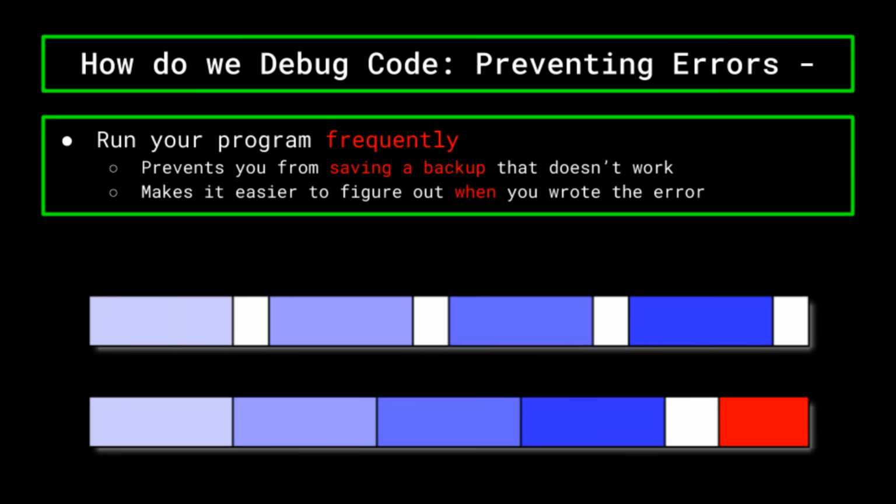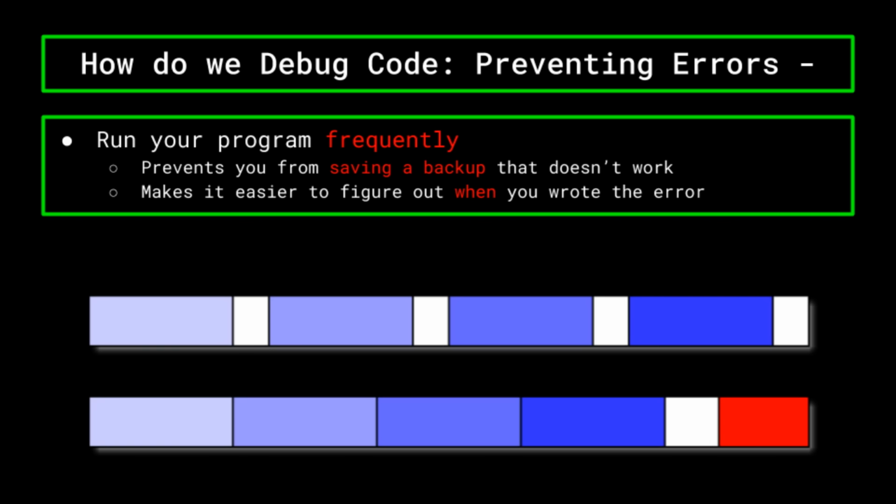Also, on top of saving, run your program frequently to ensure that the current version works as intended. This accomplishes two things. First of all, it prevents you from saving a backup that doesn't work. Secondly, if you encounter a problem, it will be easier to find if you have only made a small number of changes since the last time you ran it and it worked, and thus you will only have to look through the new code for problems.